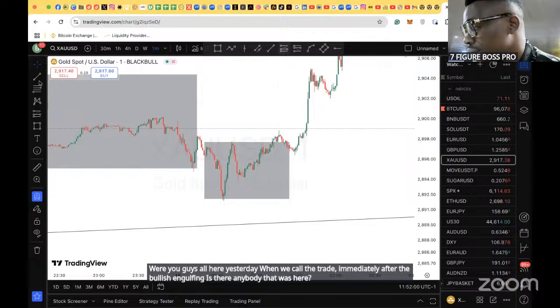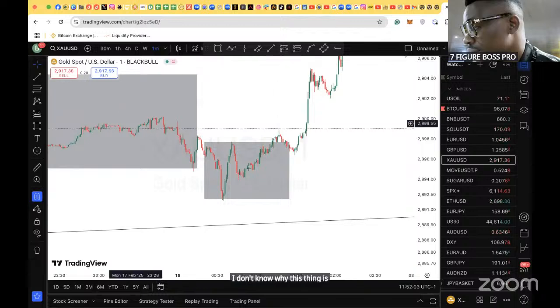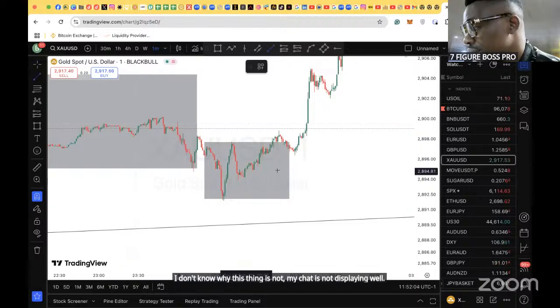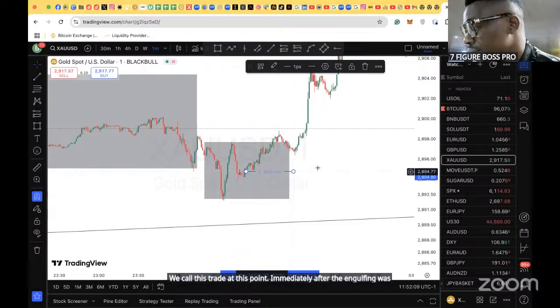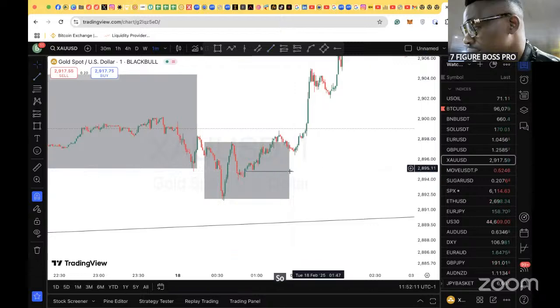I don't know why my chart is not displaying well. We called this trade at this point. Immediately after the engulfing was over, we called the trade. We said everybody enter at this point, 28.95. How many of you were here?